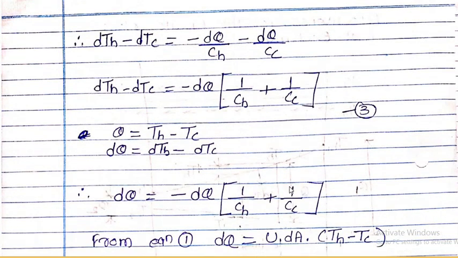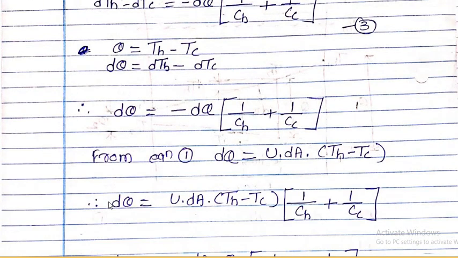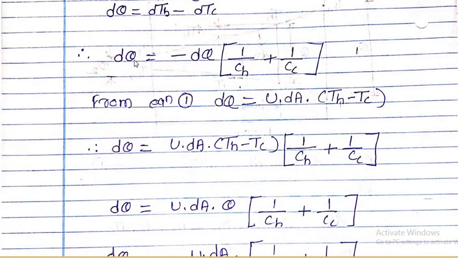Okay, we know that theta is equal to T_h minus T_c. Therefore, if you differentiate theta, we have to differentiate the right hand side also. So d theta is equal to dT_h minus dT_c. In equation 3, dT_h minus dT_c is there, so instead of this we can write d theta. So equation 3 becomes d theta is equal to minus dQ into bracket 1 upon C_h plus 1 upon C_c.